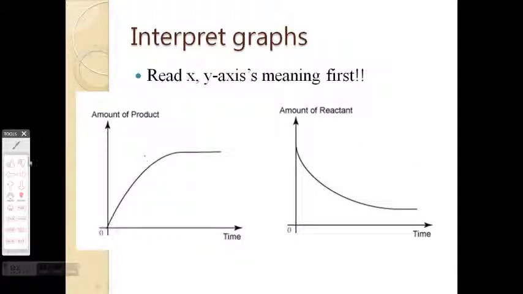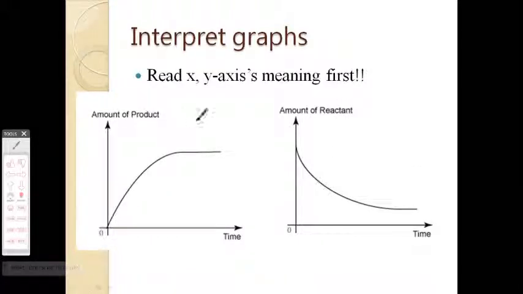You see here, for this one, the y-axis means the amount of product over time. When time goes on, the amount of product increases, and then it starts to become steady. This horizontal line means no more product forms. Say I have 50 products, and then it does not increase anymore. That means no more products form even when time still increases. This means the end of the reaction.